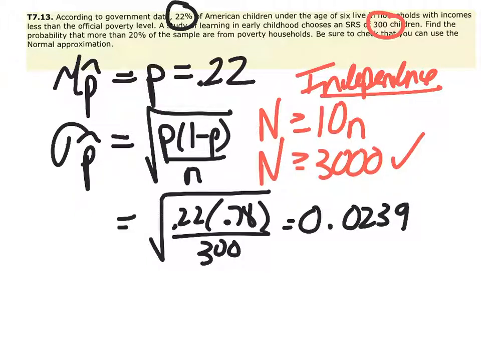We do want to check, though, for normalcy or for randomness also. We do know here that they took an SRS, which is a random sample. So I'm going to put that it is random. So we have random and independence. Now let's check for normalcy.